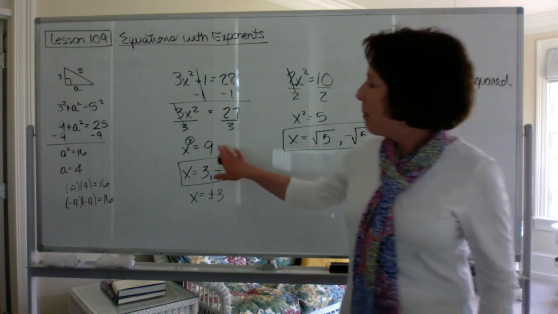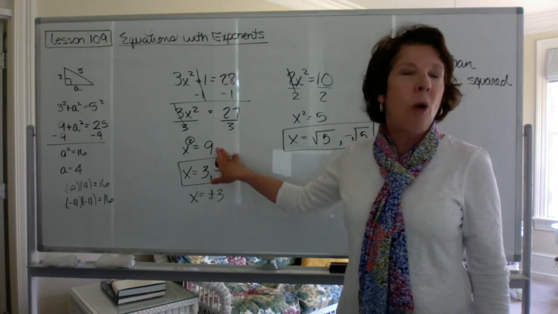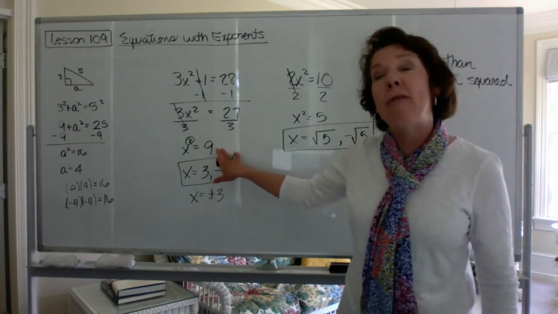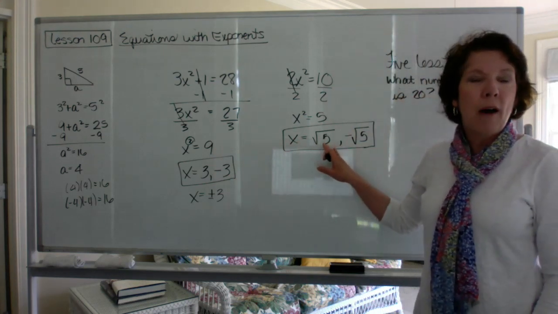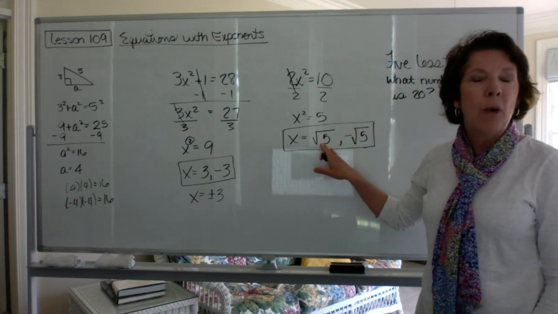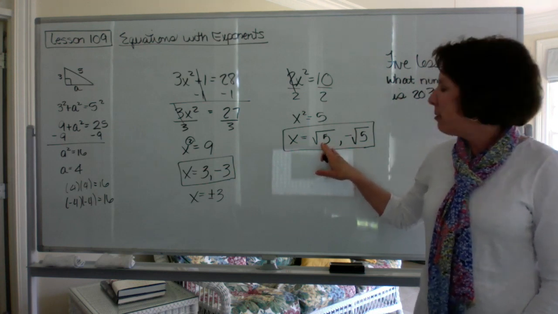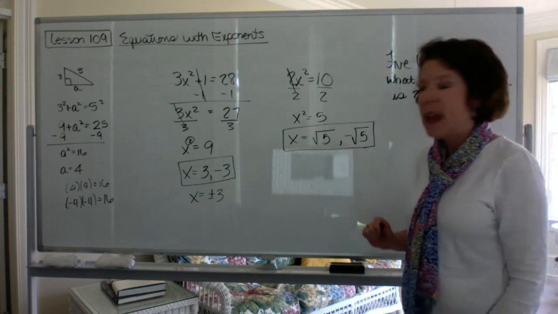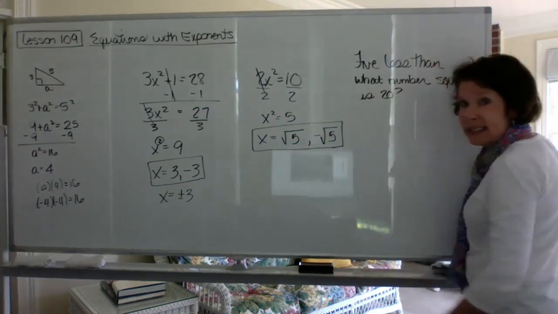So if it doesn't come out to something that we call a perfect square, like 4, 9, 16, 25, 36, 49, then we leave it as the square root of the number. And these are irrational numbers. Irrational. They cannot be written as a ratio, as a fraction. Okay, now let's go ahead and look at this example.